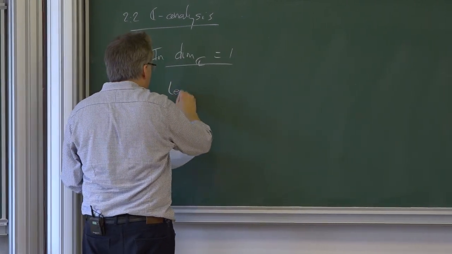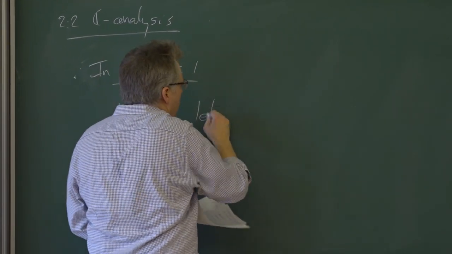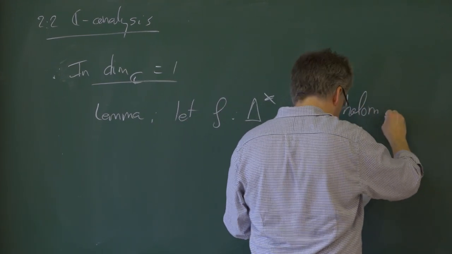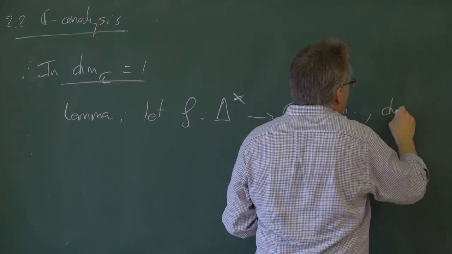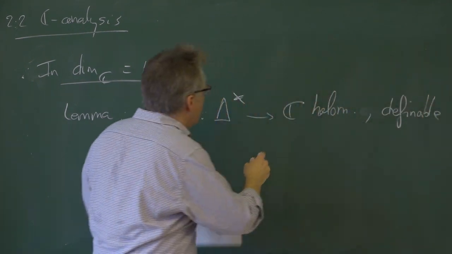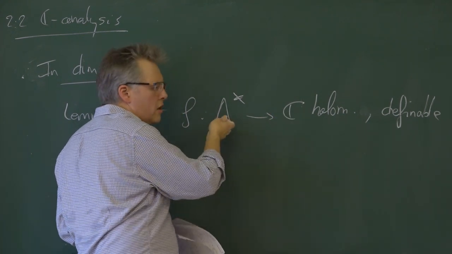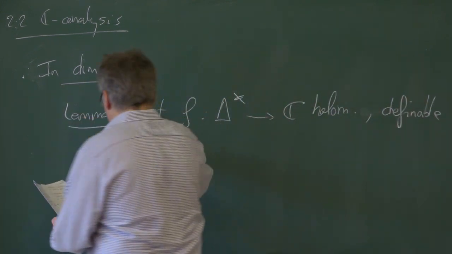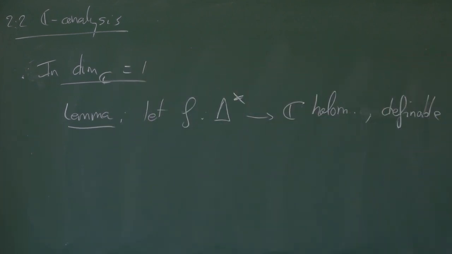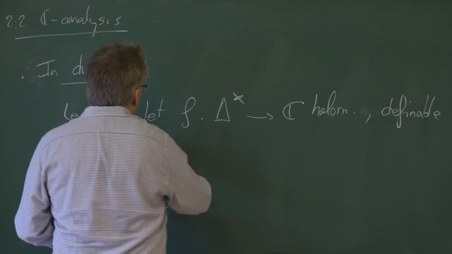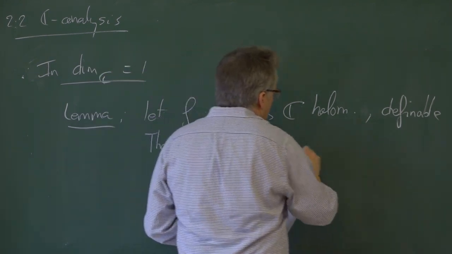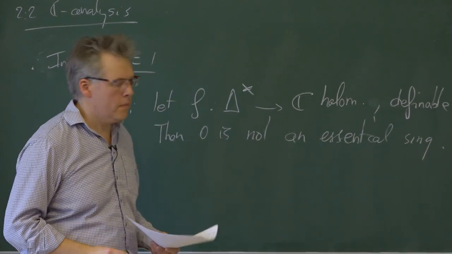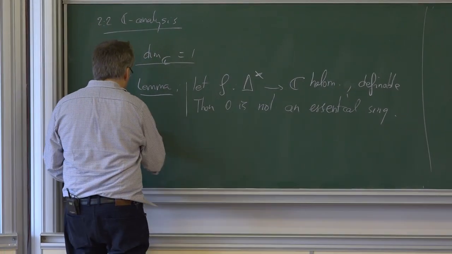So this is the following lemma, I think, which is kind of clear. Let f from a punctured unit disk Delta star to C be a holomorphic map, which is also definable. By this, I mean that I look at the underlying real structure. So C is definable, and this guy is semi-algebraic, definable in some O-minimal structure, again. Then, of course, you ask, what kind of singularities can you have at zero? And the answer is that zero is not an essential singularity. In other words, you are meromorphic at zero. Okay. And the proof is nice.